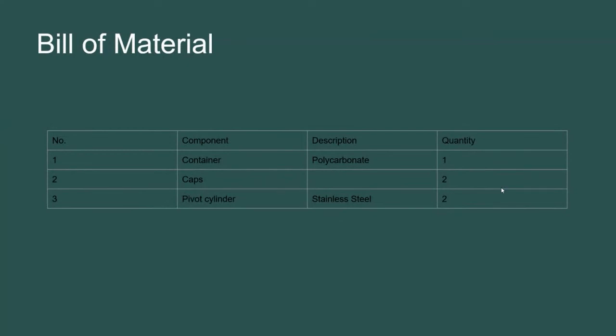Here's the bill of material. Oh, it's not updated. We have the container, the cap, and the pivot cylinders, and they're made out of polycarbonate. The cap is also made out of polyethylene and silicone as well. And the pivot cylinder is made out of stainless steel. Next slide.